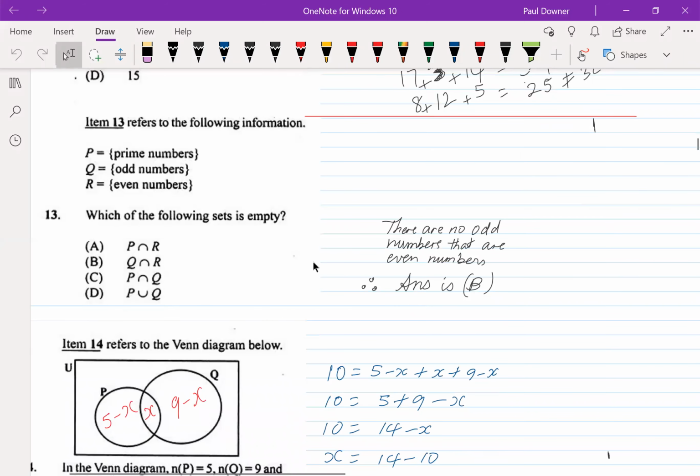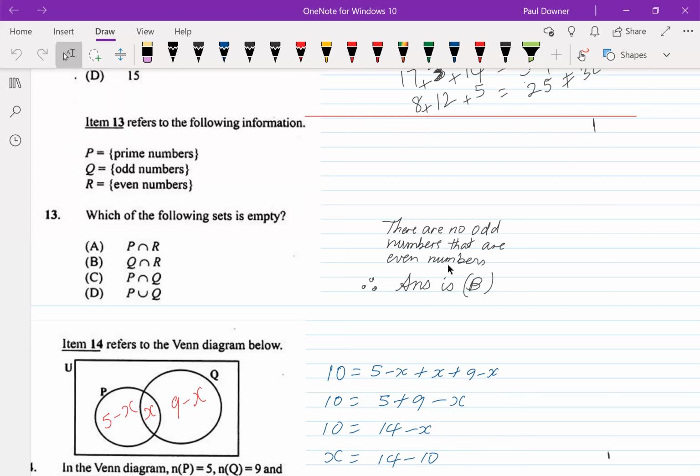And I am saying that if we look at B, this set would be empty because Q represents odd numbers, R represents even numbers. And we know that there are no odd numbers that are even numbers. So it means that the intersection of Q with R, meaning numbers that are both even and odd, doesn't exist. So there'll be a 0 or null set for that intersection, right? No elements fit into there.